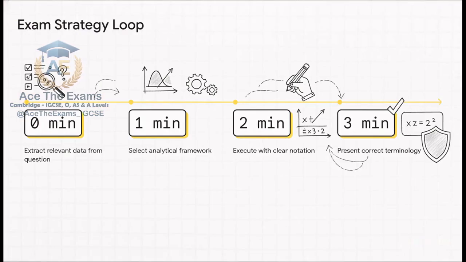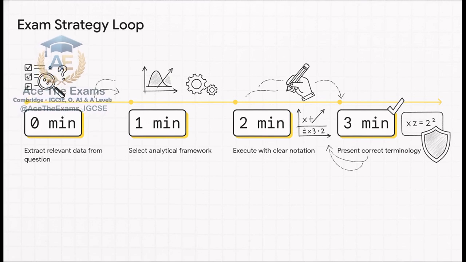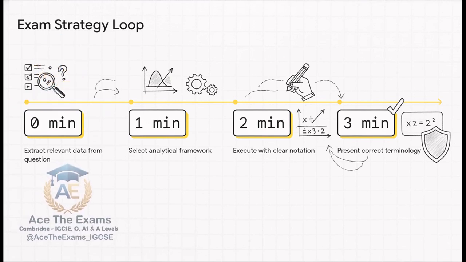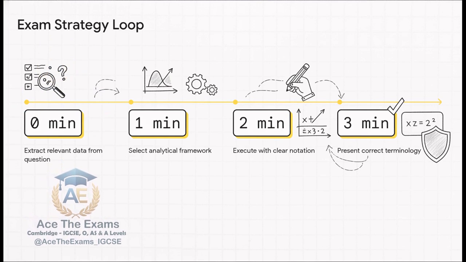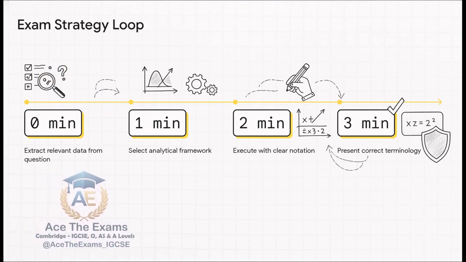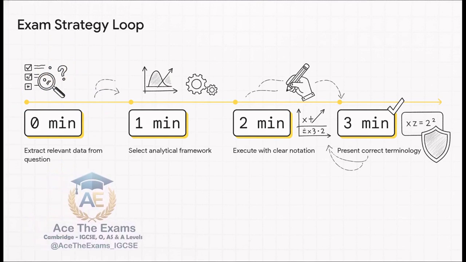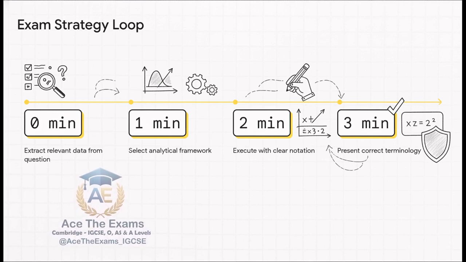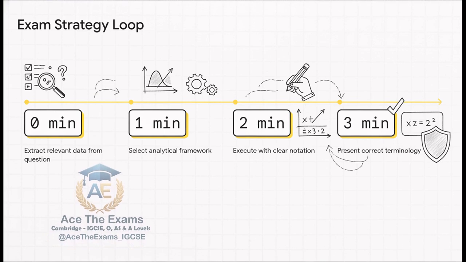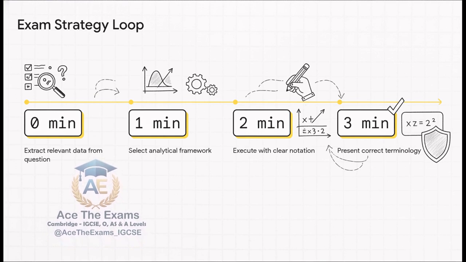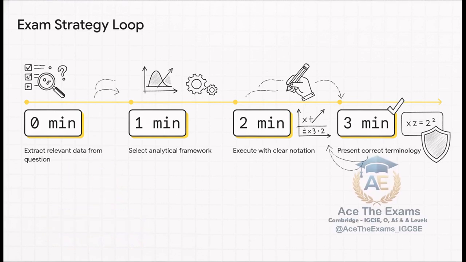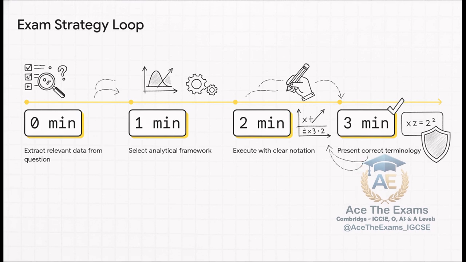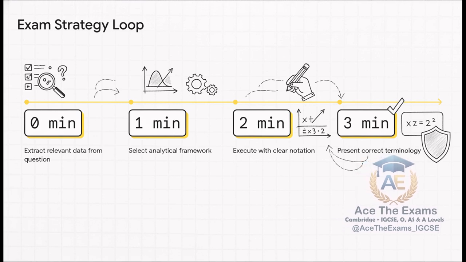To completely bulletproof your answers against those common examiner warnings we just talked about, you need a timeline. First, right at 0 minutes, you deconstruct the question to extract the relevant data. Then, you select your analytical framework, basically deciding if you need the area or the gradient. Next, you execute the calculation systematically with crystal clear notation, and finally, you present your final answer using correct terminology and check it for reasonableness. This timeline is your absolute safety net, guys.